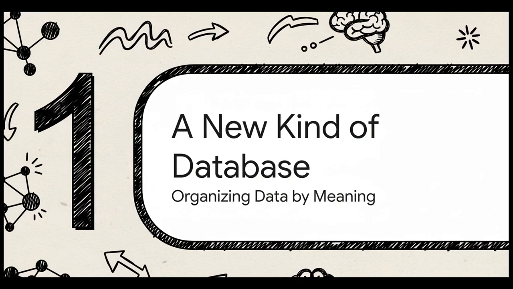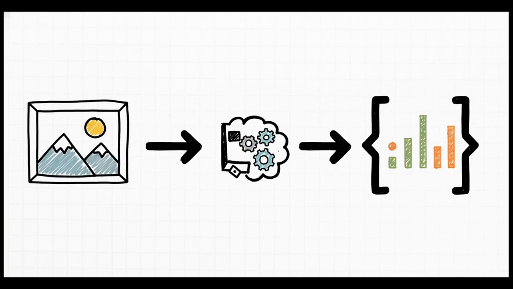We need a completely different kind of database, one that's built from the ground up to organize data not by boring tags, but by its actual deep-down meaning. And this right here is the core idea. Instead of relying on someone to tag that photo, vector databases convert the data, the image itself, into a long string of numbers. This is called a vector embedding. Think of it like a unique numerical fingerprint that perfectly captures the essence of that photo.